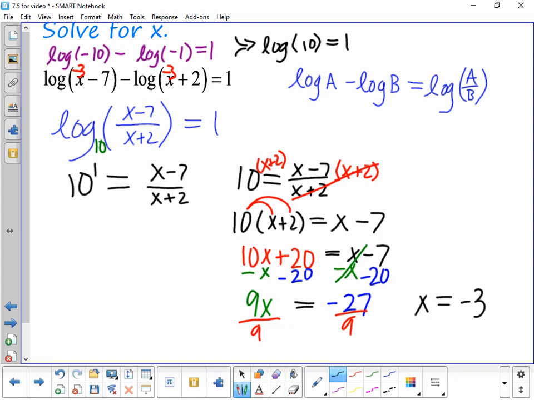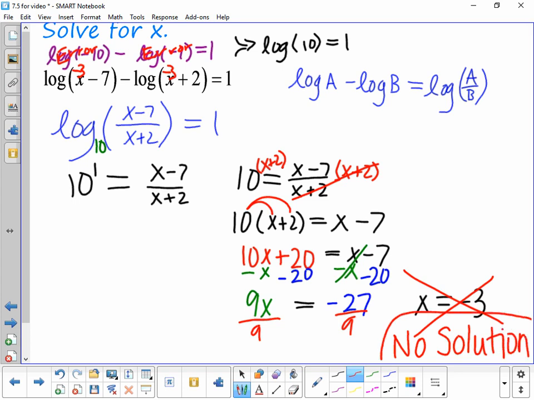So it doesn't work. This gives me an error in my calculator. This gives me an error. And so this is an extraneous solution. So this equation does not have a solution. No solution. That's a lot of work, I know, to get no solution, but it is what it is.